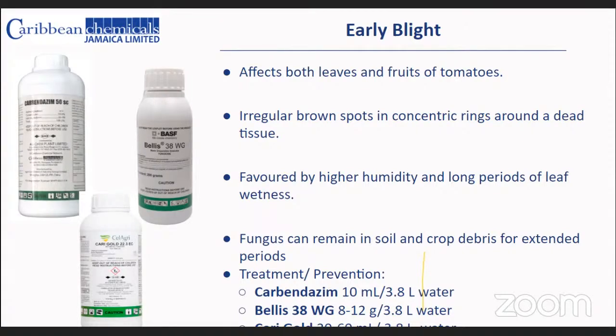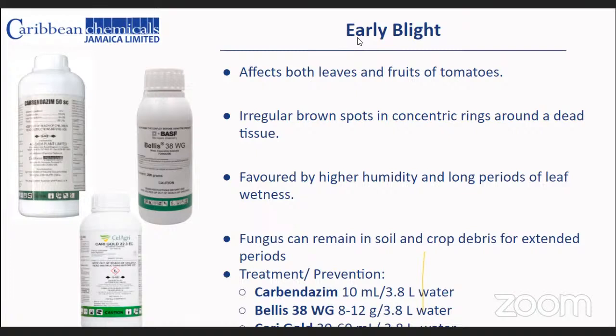So what you look out for are irregular spots, and it being fungal, generally has concentric circles around the necrotic area, or that rotting area. And this particular disease is favored by high humidity. And because it's a leaf fungus, so to speak, any condition where we have extended leaf wetting and that high humidity will favor this particular disease.